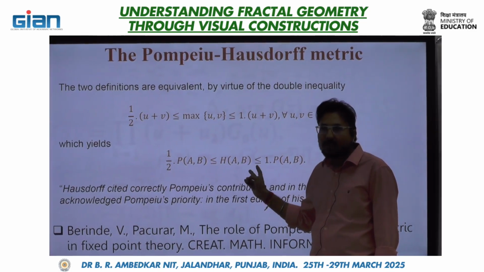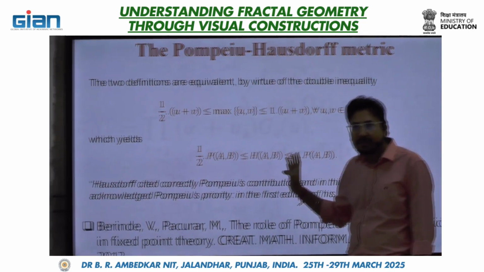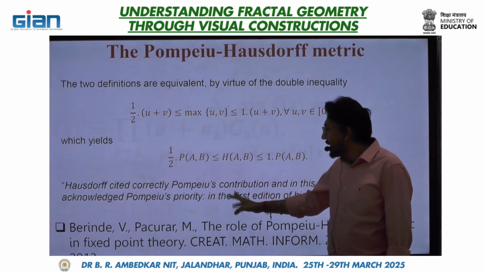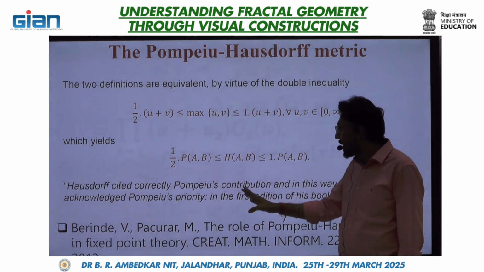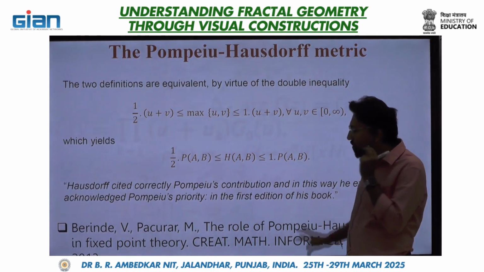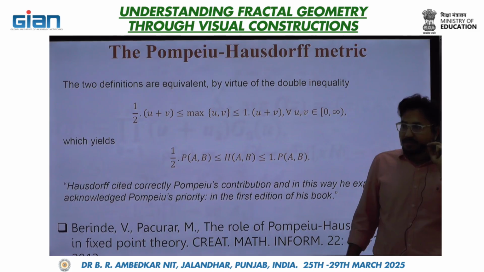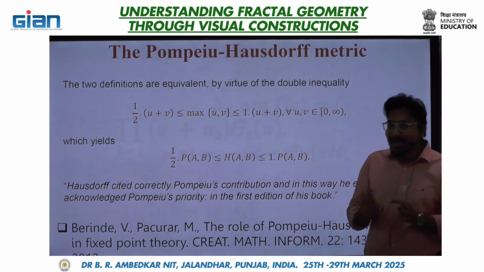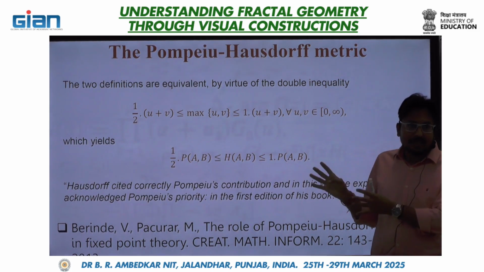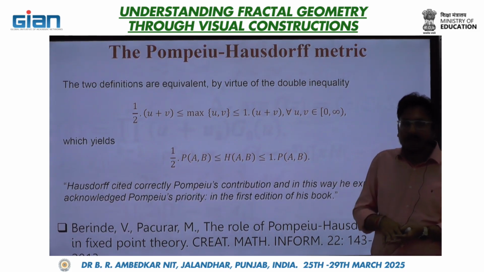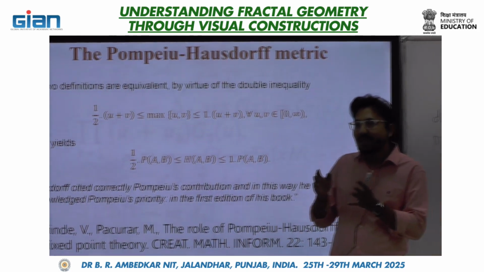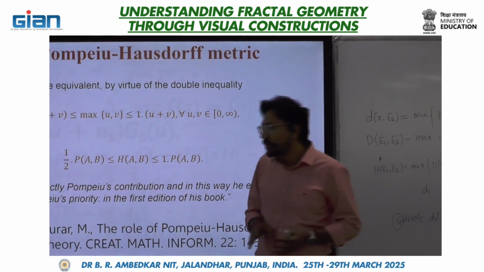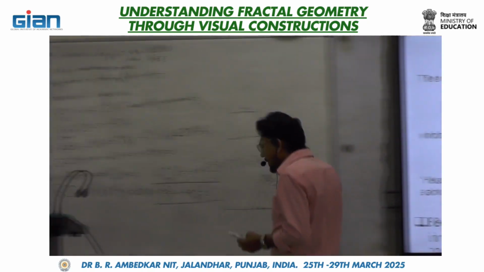Anyone having any doubt or question here? Clear everyone? So Hausdorff cited Pompeiu's contribution correctly, and in this way he explicitly acknowledged Pompeiu's priority in the first edition of his book. Hausdorff clearly cited that this distance was discovered by Pompeiu, and I am just doing a modification in that. Instead of the plus, I am taking the maximum of these two things. Okay, so I will go further.